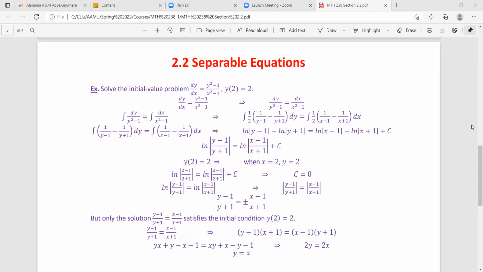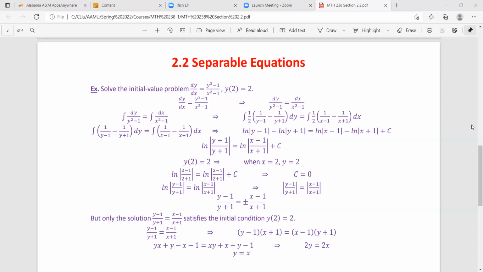Now you just FOIL both sides, just do it term by term. Y minus 1 times x plus 1, you multiply y with x plus 1, negative 1 with x plus 1. You end up with 4 terms on the left, and you do the same thing on the right. You get 4 terms on the right. So you're going to get y times x plus y minus x minus 1 on the left, and x times y plus x minus y minus 1 on the right.